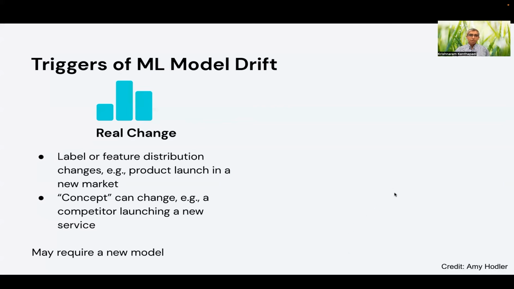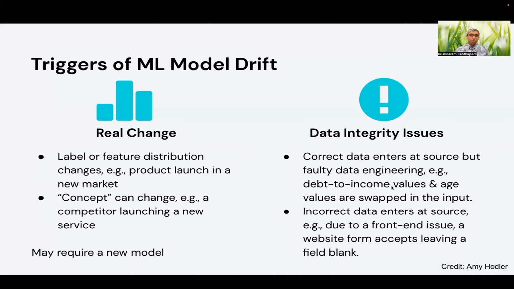The other type of trigger is the broad class of issues which are called data integrity issues. This is a setting where the underlying foundations have not changed, but the data that is fed into the machine learning model may be corrupted. One setting where this can happen is the correct data is obtained at the source, but due to some bugs in the data engineering pipeline, things might get misrepresented.